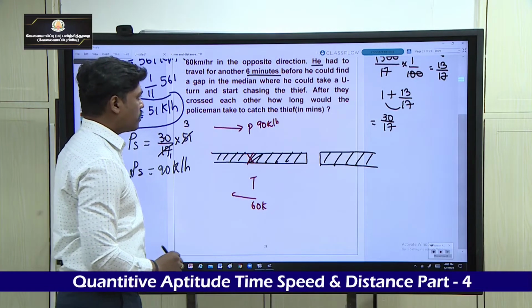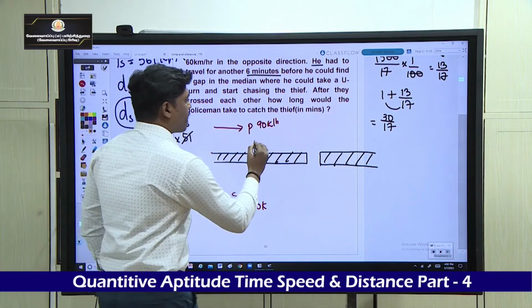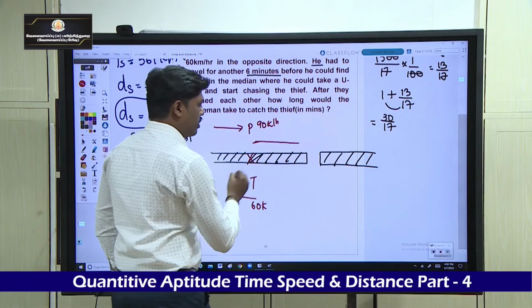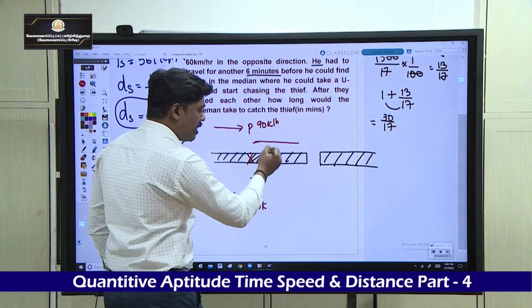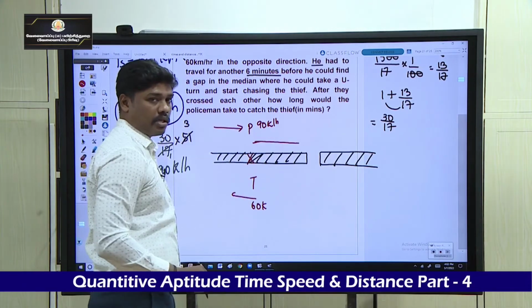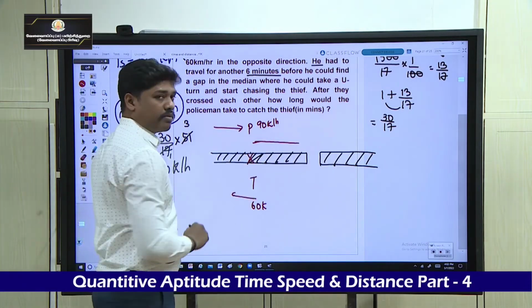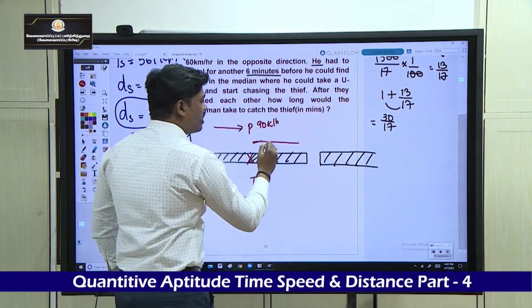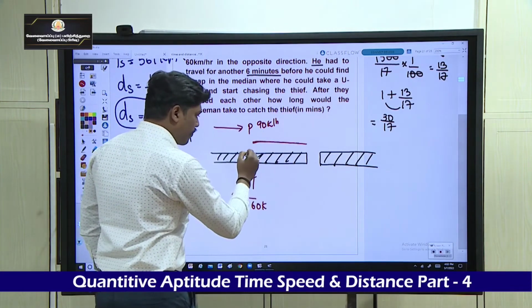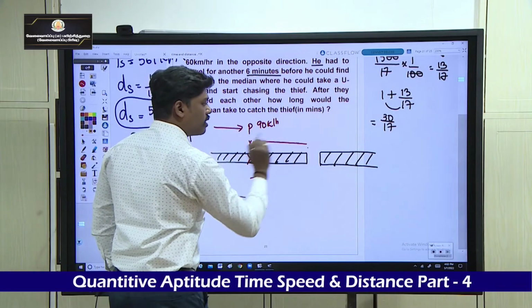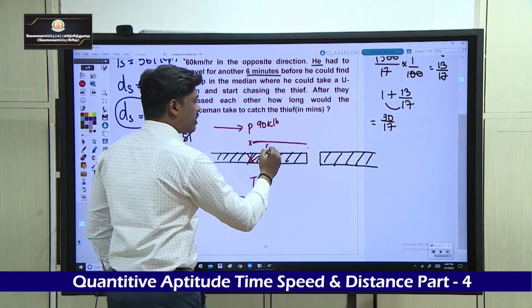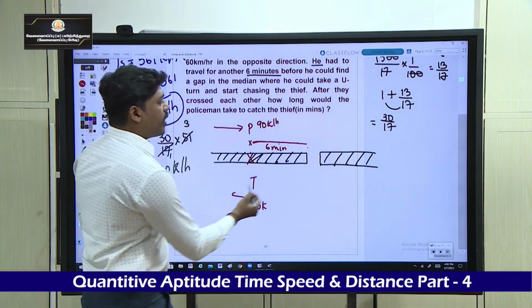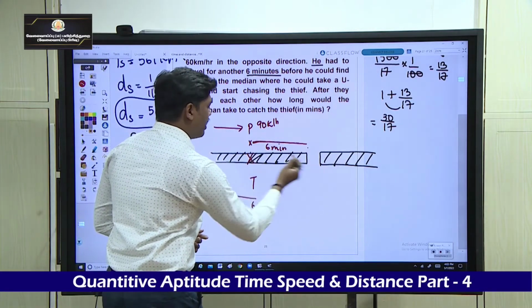He has seen him. So which means this police had to travel for 6 km. So from this point, he just can't come here. He just wants to take a U-turn. So he had to travel for another 6 minutes. From this point to here, it takes 6 minutes, before he could find a gap in between the median.